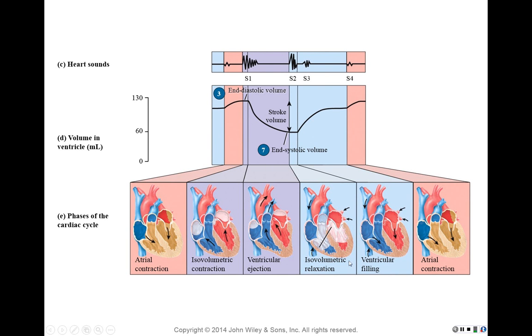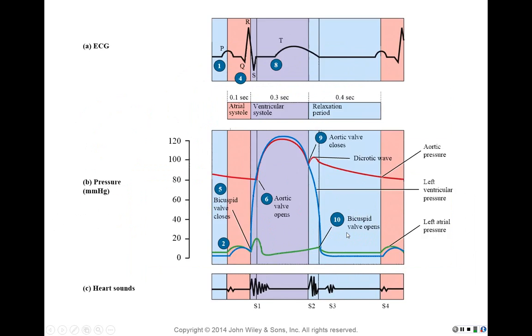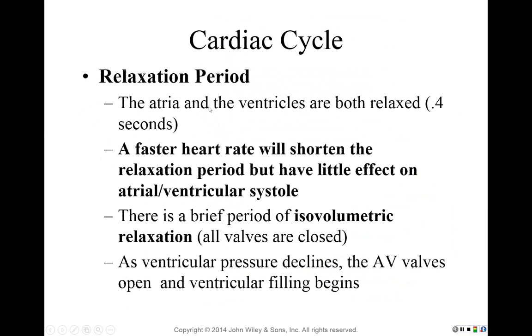So this blue box here is entirely relaxation time. The ventricles are not contracting, nor are the atria contracting. In this relaxation period, both the atria and the ventricles are relaxed. This brief period of isovolumetric relaxation occurs, and then as the ventricular pressure declines, muscles relax, AV valves open, and we begin to fill again, getting ready for the next heartbeat.